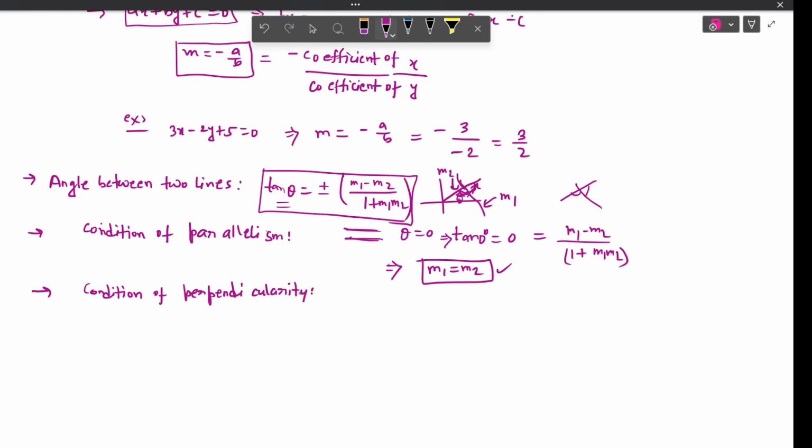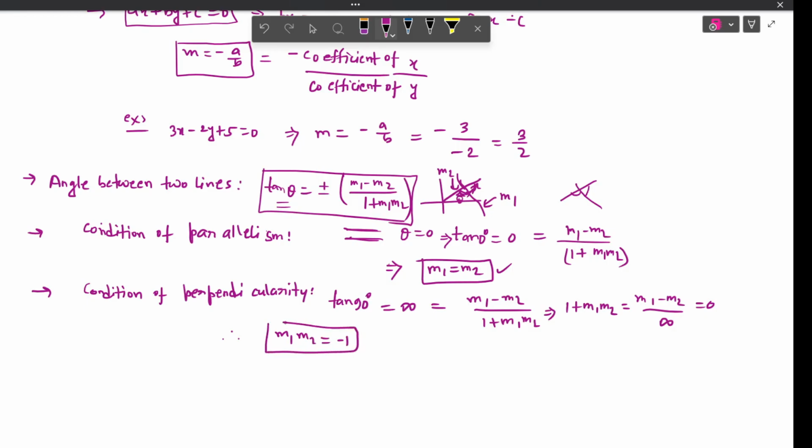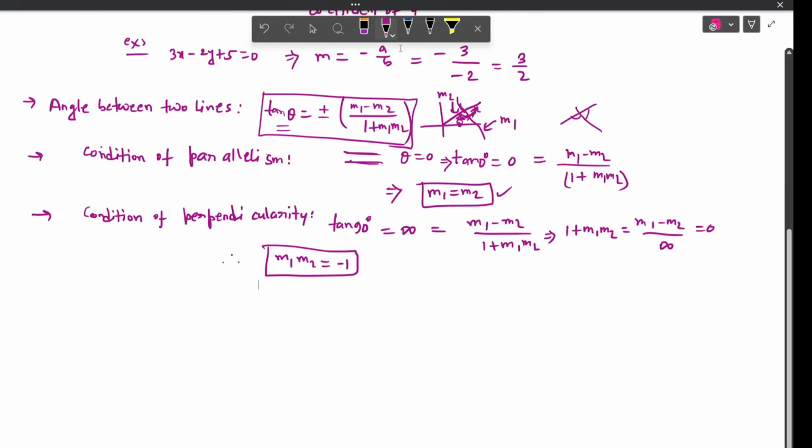So what is the condition of perpendicularity? Perpendicular means tan of 90 degrees, and this is infinity. That should be equal to (m1 minus m2) divided by (1 plus m1 m2). Cross multiplying this, we can say 1 plus m1 m2 should be equal to (m1 minus m2) by infinity. 1 by infinity is 0, so this should be 0. So m1 m2 should be minus 1. So the multiplication of the slopes should be minus 1, right?